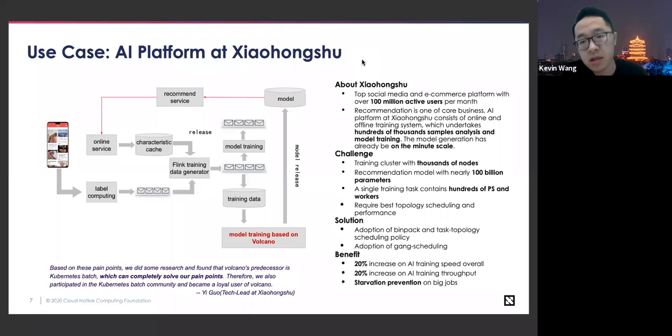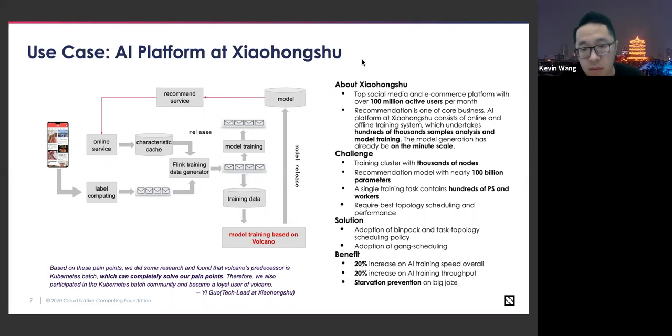So the challenge is that they have a large scale cluster with thousands of nodes, and the recommendation model has nearly 100 billion parameters. It's a very, very big model. And a single training task may contain hundreds of PS and worker nodes. So it's a very heavy training load. And they want the best resource allocation on top of the cluster, especially trying to collocate some IO heavy pods together to reduce latency and improve overall performance.